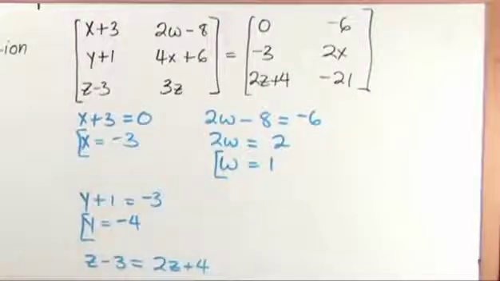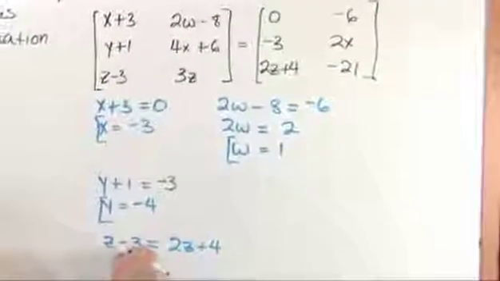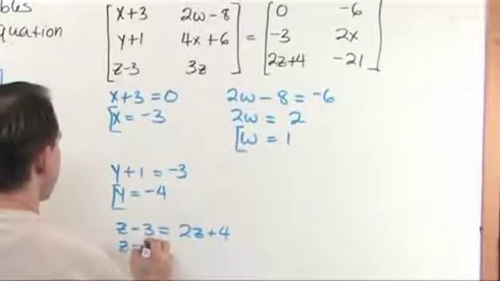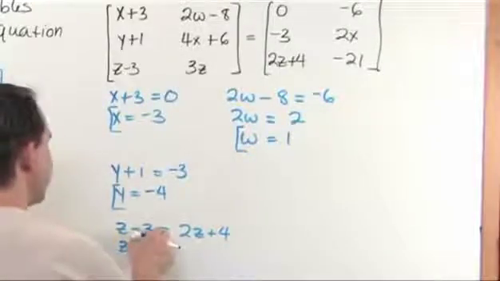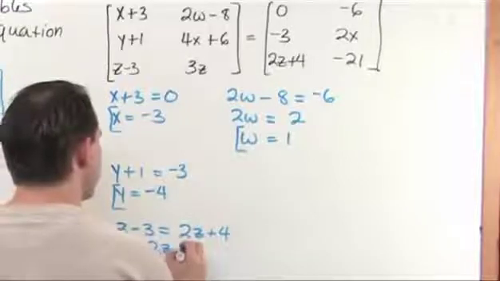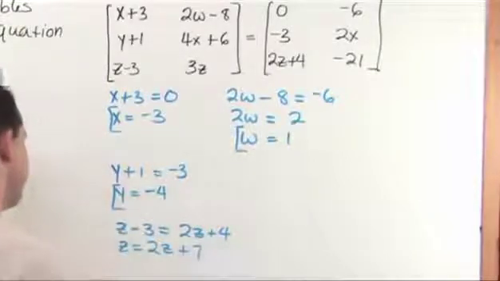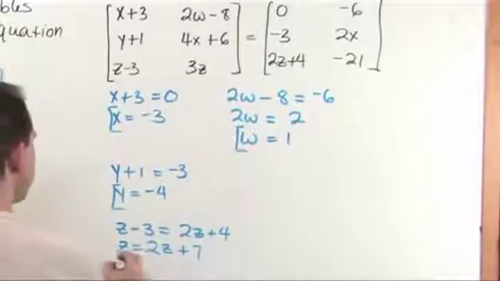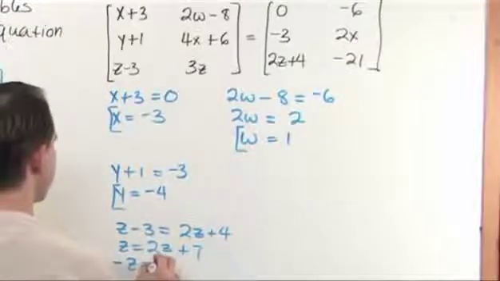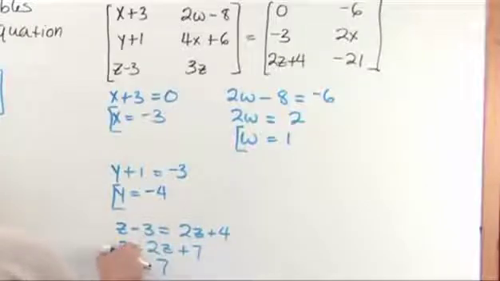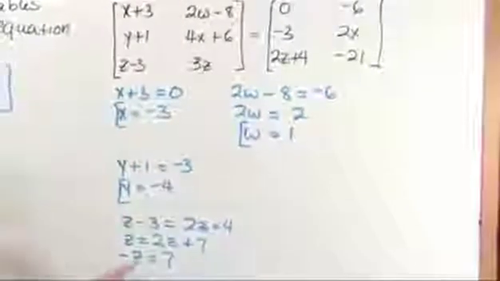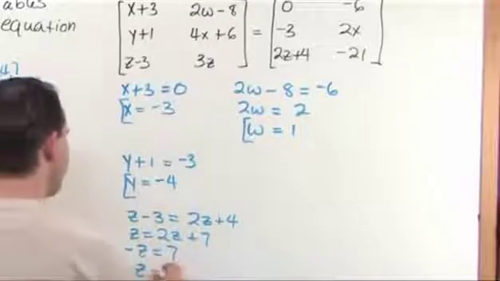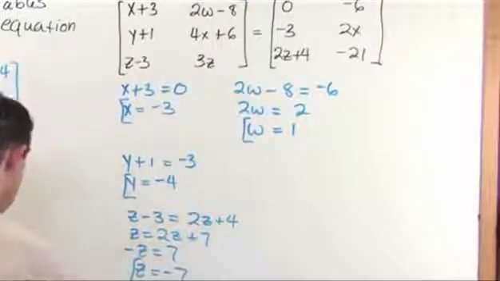Okay? Now let's see if these are equal. Let's go ahead and move this 3 over here. So I have z is equal to 2z. Add 3 over here. 3 plus 4 gives me 7. Okay? Let's move the 2z over here. We're going to subtract it from both sides. I'm going to have -z is equal to 7. Subtracting 2z over here, subtracting 2z over here. And then finally solving for z, you're going to have z is equal to -7. Z is equal to -7.